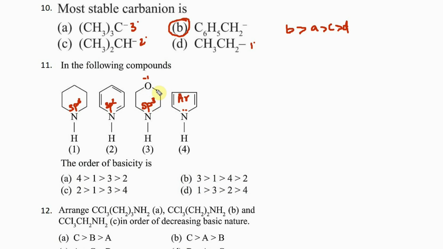This is a minus I group, taking electron away. So nitrogen is less electron rich, or more electronegative, than this one. Imagine this is you. If you have the electron near you, your electronegativity increases. You will hold on to this electron, so you're not going to be willing to give it to somebody else. So 1 is the best, followed by 3, followed by 2. 1 and 3 win over 2 because of hybridization, and all 3 win over 4 because 4 is aromatic. So the order is 1, 3, 2, 4.